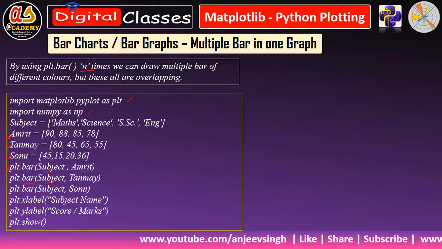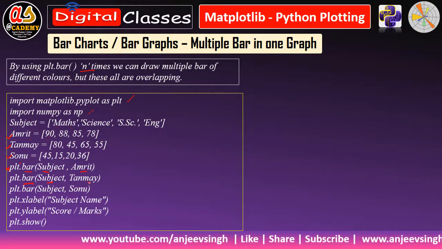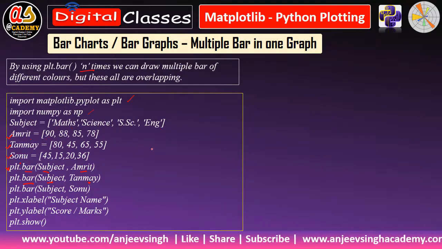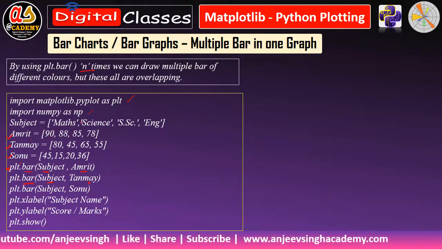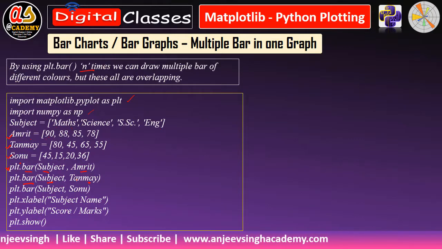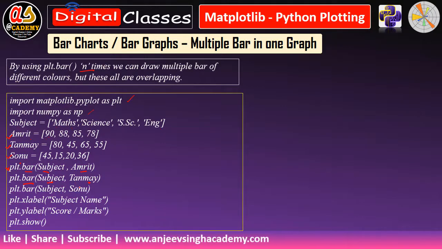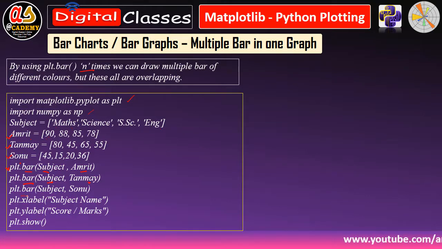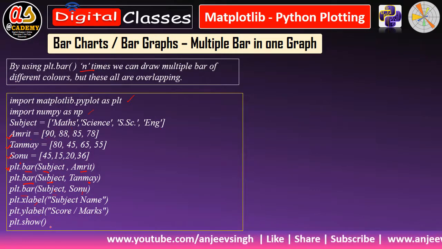So this is the subject, meaning the x-axis, and this is the y-axis, because I have to draw the bar on the same graph. The x-axis is always the same here, though you may give a different x-axis. Let me show you how you will do this. You call plot.bar with the subject and Sonu here. Subject is the x-axis, Sonu is the y-axis. Now label x and y, and then you will show.